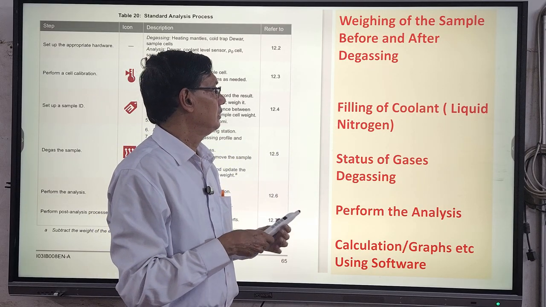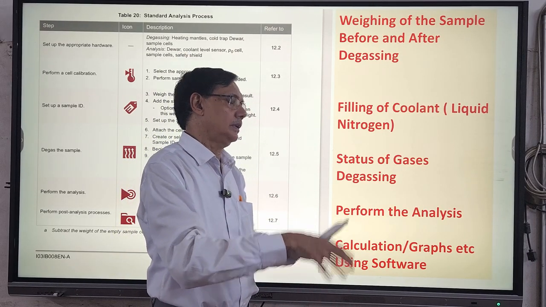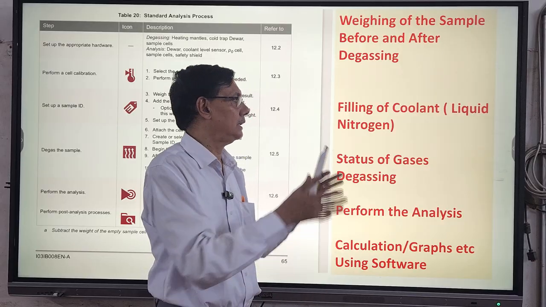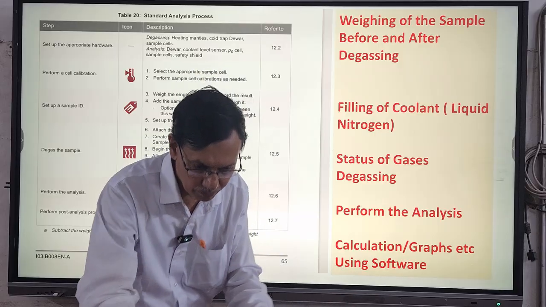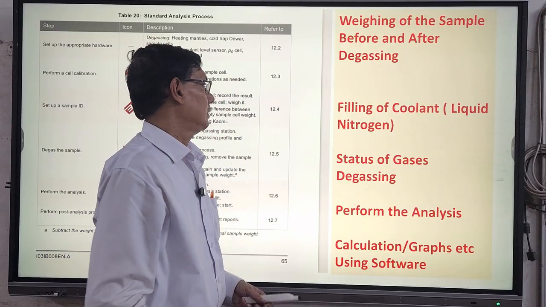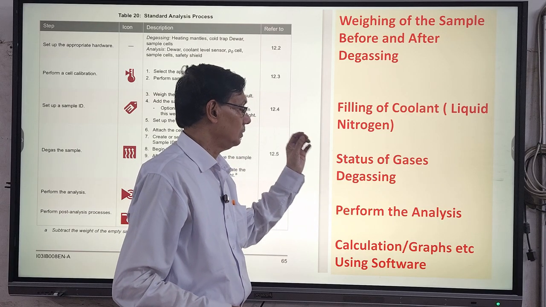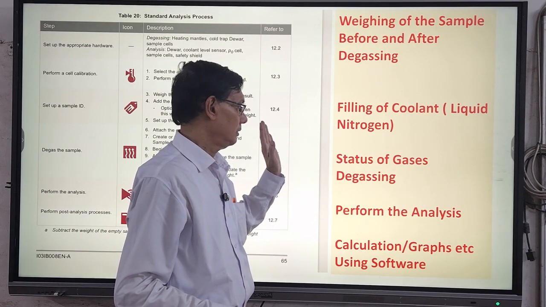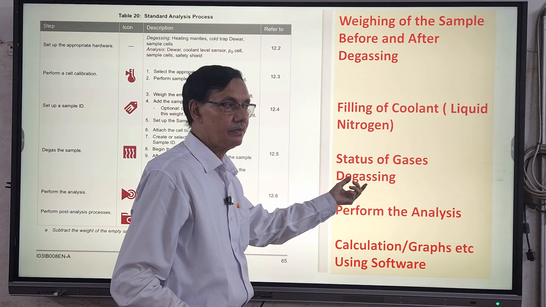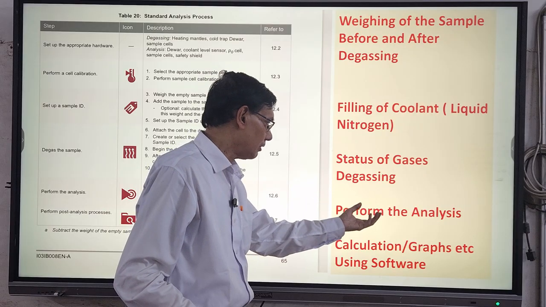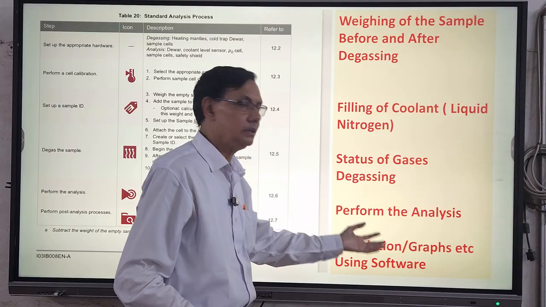Second part, filling of the coolant, because we have to fill liquid nitrogen in our main Dewar flask as well as that cold trap Dewar. And you should be very, very careful while pouring that liquid nitrogen. Then the status of the gas. A large number of gases are required, so there should be no leakage, everything is perfect. Then degassing, and after degassing we perform the analysis, and then again calculation and graphs using the software.